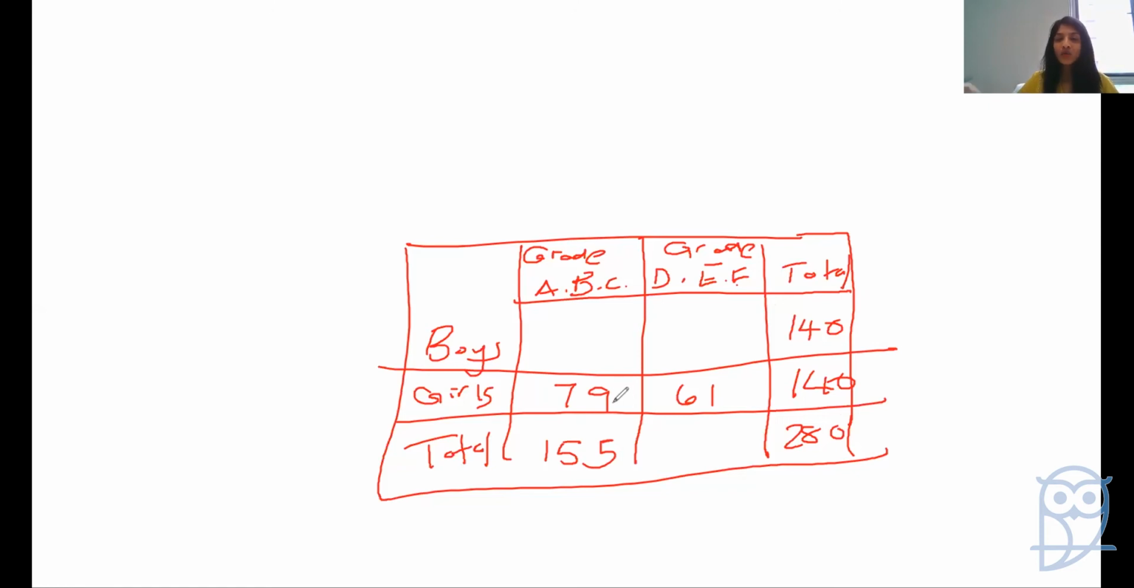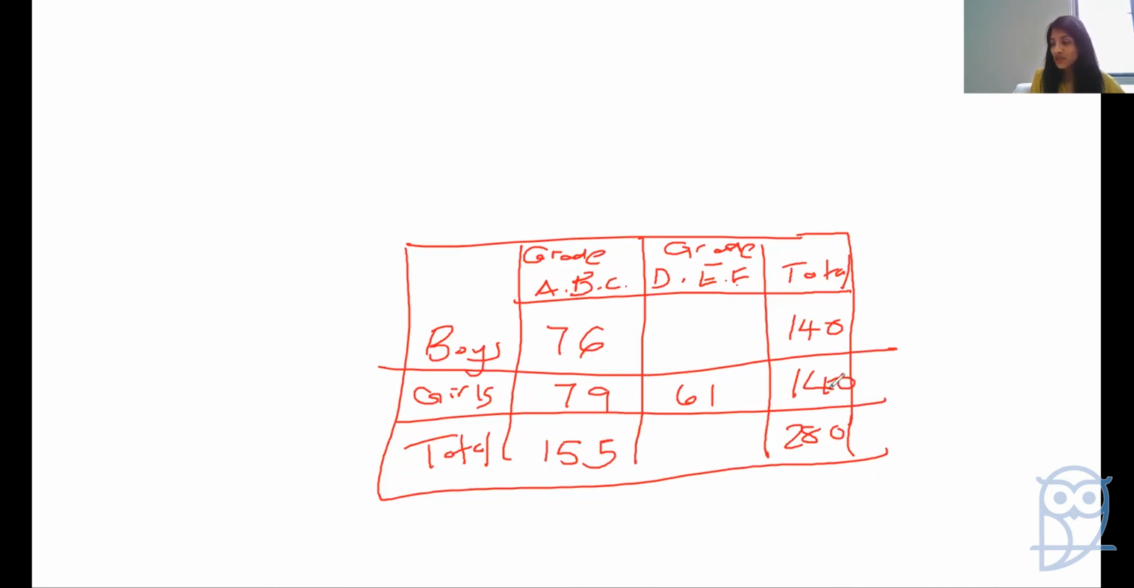Now, how will we then work out what the boys are in the A, B, and C? We know the total is 155. So what we're going to definitely do is say 155 minus 79. And we know that 76 boys are getting A, B, or C.